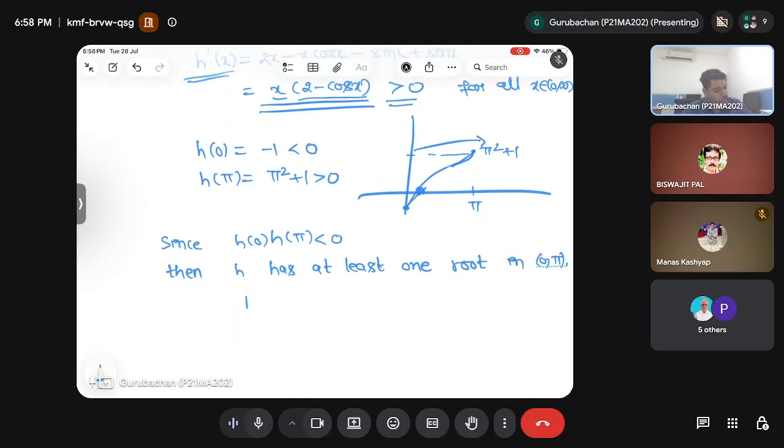So that means there must exist some x naught, I'm writing just to be precise, such that h at x naught will be 0, so that means f of x naught will be g of x naught.